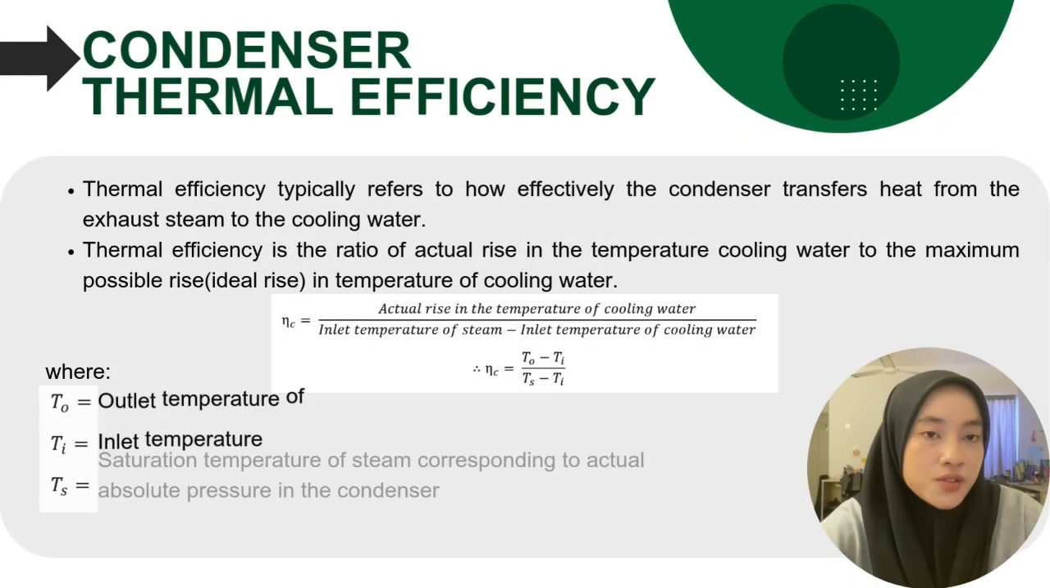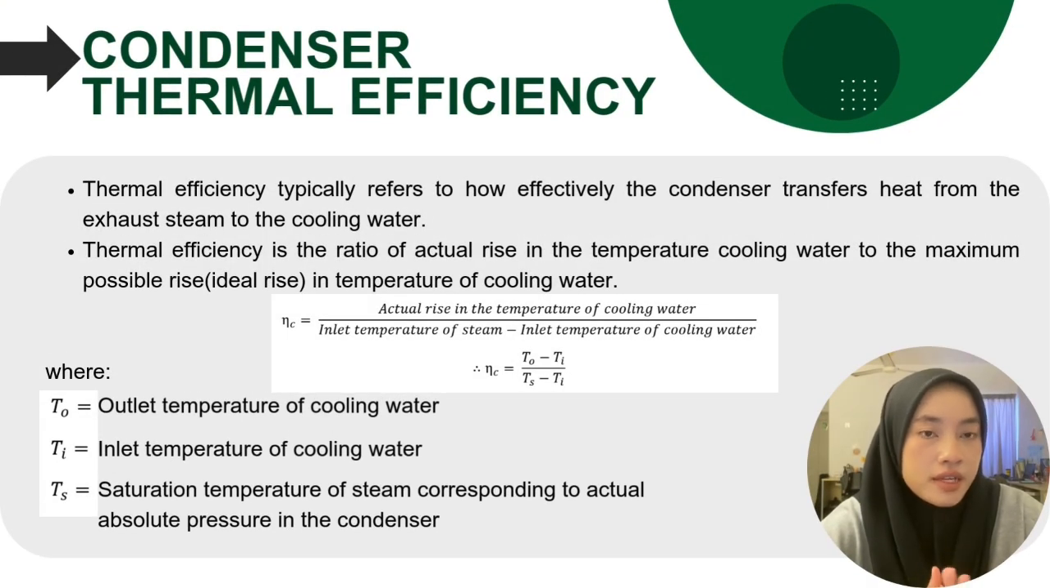Okay, let's move on to the next part, which is calculating the condenser thermal efficiency. Thermal efficiency typically refers to how effectively the condenser transfers heat from the exhaust steam to the cooling water. Thermal efficiency is the ratio of actual rise in the temperature of cooling water to the maximum possible rise, which is the ideal rise in temperature of cooling water.